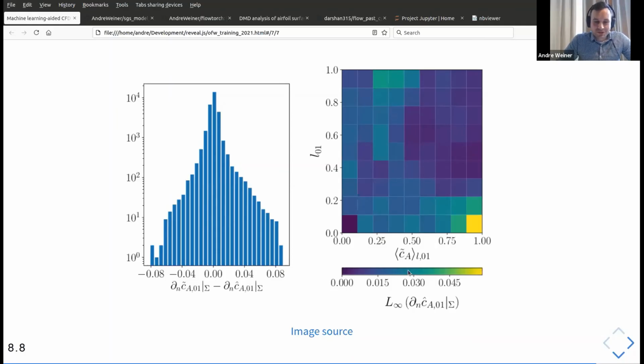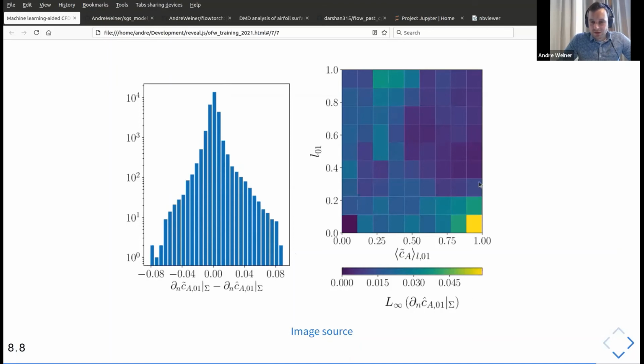Just to come back now to these little figures. On the left-hand side, you see the error in our labels that we try to predict. You see it's, roughly speaking, a Gaussian. So most of the training data has almost zero error, but then there are some with larger errors.